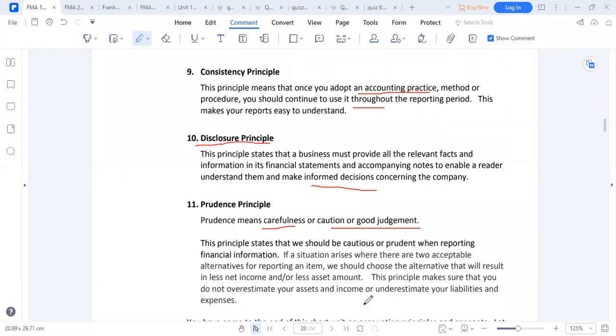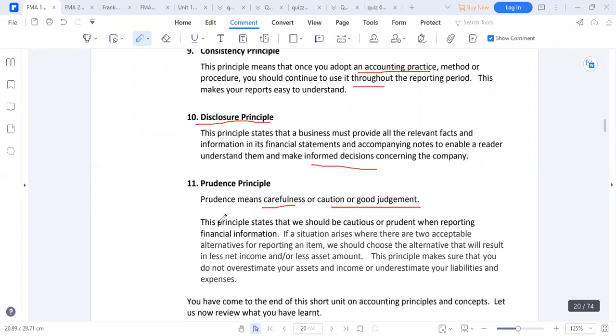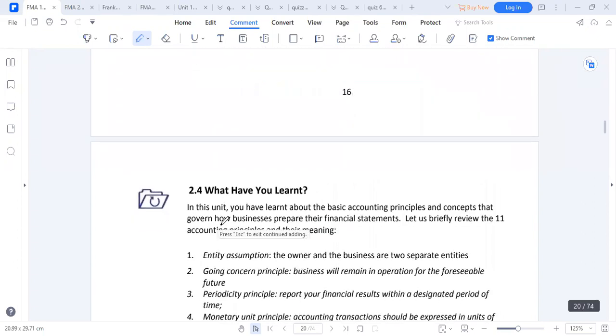This principle also makes sure that you don't overstate your assets, you don't overstate your income, or you don't understate your liabilities, or you understate your expenses. So this is a principle which we call the prudence principle. So what have we learned?